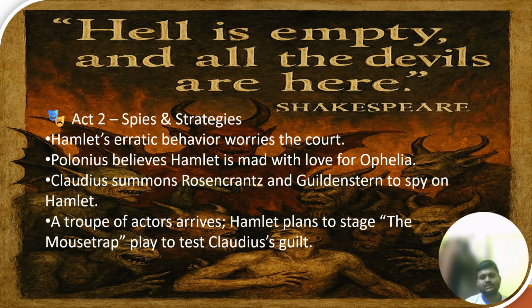In Act 2, we see spies and strategies performed upon Hamlet. Hamlet acts as a madman and his erratic behavior worries everyone in the court. Polonius, who is the chief counselor to Claudius, believes that Hamlet is madly in love with his daughter Ophelia and so is acting in this way. Claudius summons Hamlet's friends Rosencrantz and Guildenstern to spy on Hamlet to know the real reason behind his madness.